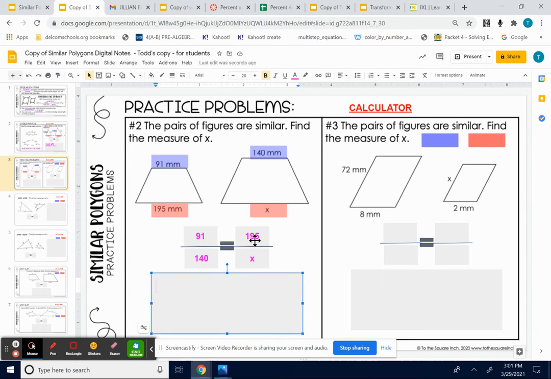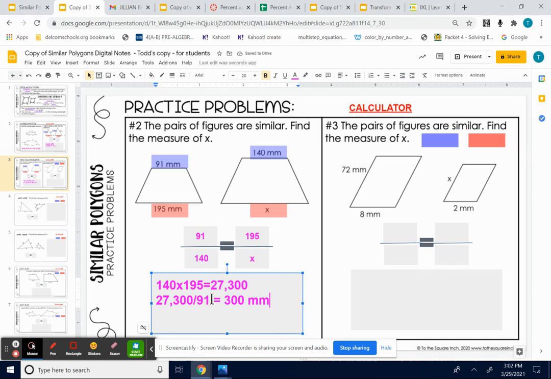I'm going to multiply the two numbers that I have in the wing. My wing has 140 and 195, so I multiply those together. I get 27,300. I'm going to take that answer and divide by the number in the other wing that does not have a partner, the 91. So I'm going to take that 27,300 divided by 91, and I get 300. So my missing side is 300 millimeters.